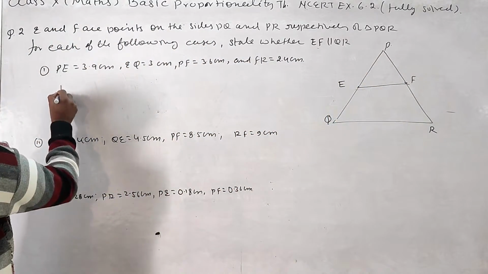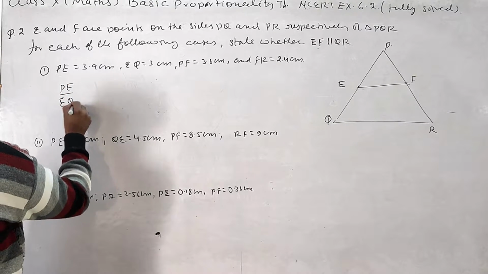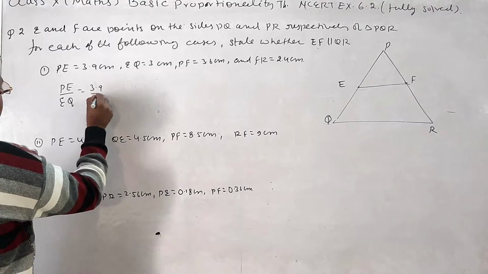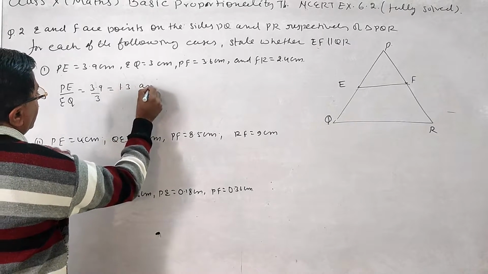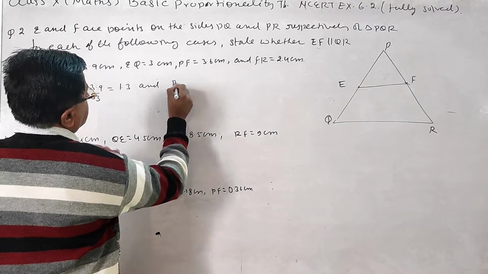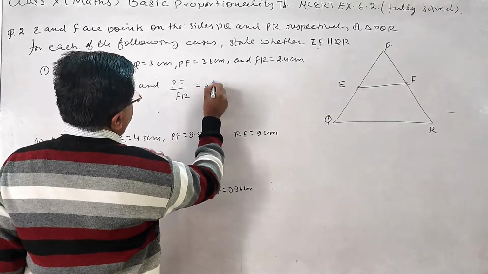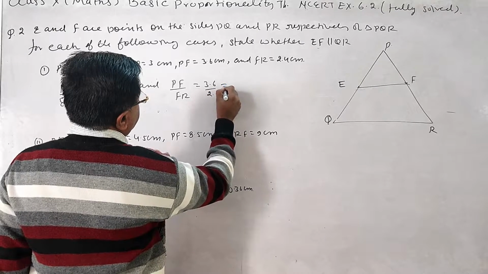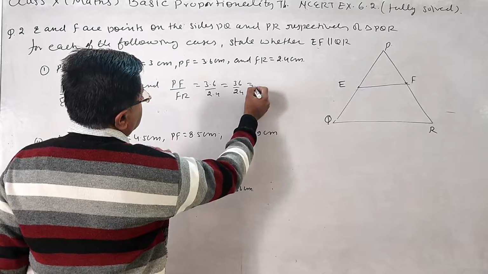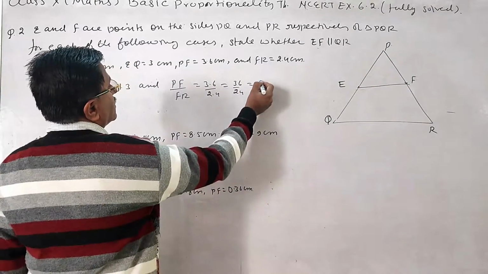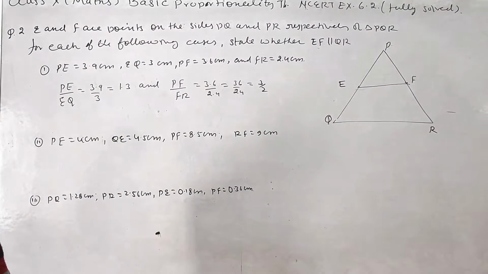So you can find the ratio like PE upon EQ, that is 3.9 divided by 3, which is 1.3. And if you find the ratio of PF upon FR, it is 3.6 divided by 2.4, so 36 upon 24, divided by 12, is 3 by 2. So what we see is that this ratio is not equal.